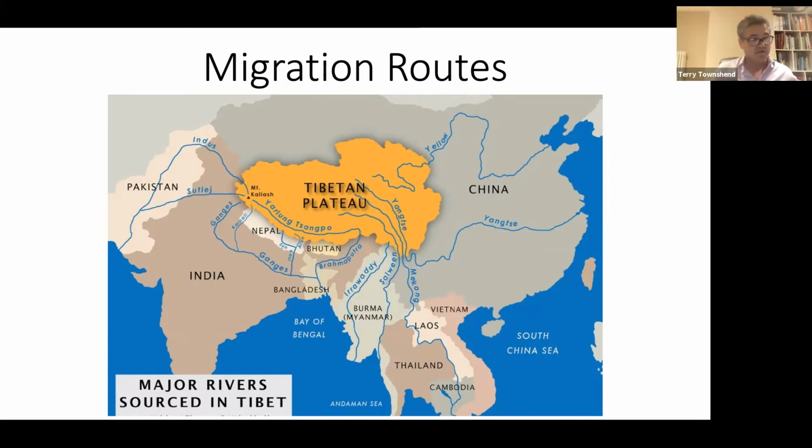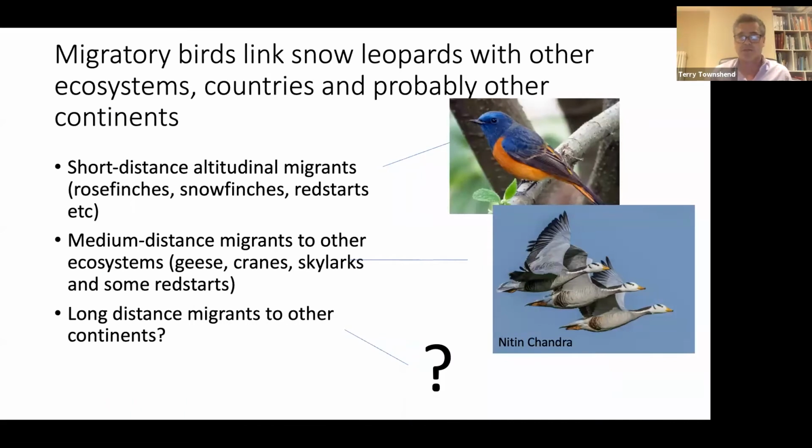And generally these birds will go to warmer climates in winter. So generally in a south direction. Although it is sometimes the case that in winter in Beijing, we see some of the Redstarts and high elevation birds from the plateau occasionally come east. So in many cases, it's an altitudinal migration rather than a latitudinal migration. So some birds will disperse east and west. So these migratory birds actually link snow leopard habitats with other ecosystems, with other countries, and probably even other continents.